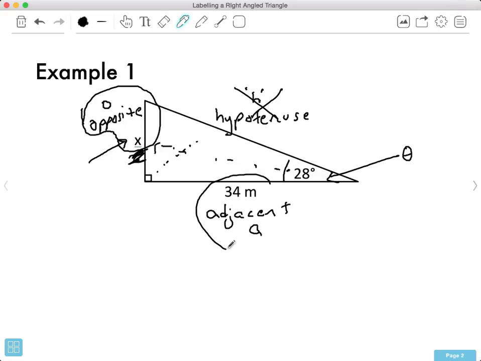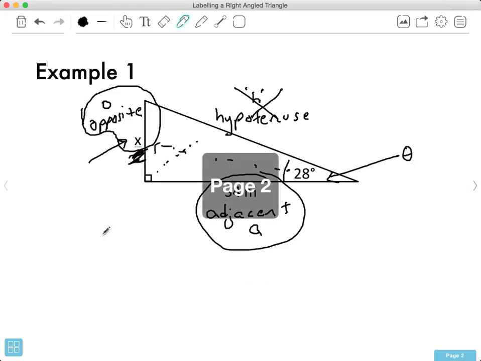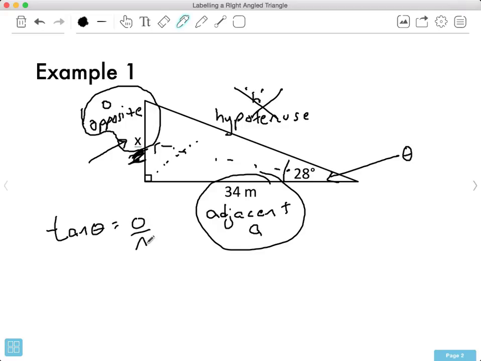The adjacent was given. So what I do is I look for opposite and adjacent in the formulas, right? And I find that in tan theta. So I would use tan theta equals opposite over adjacent. And then I would fill in what I know.